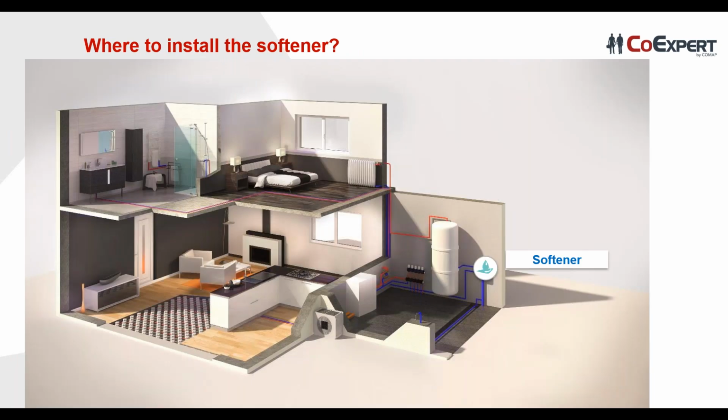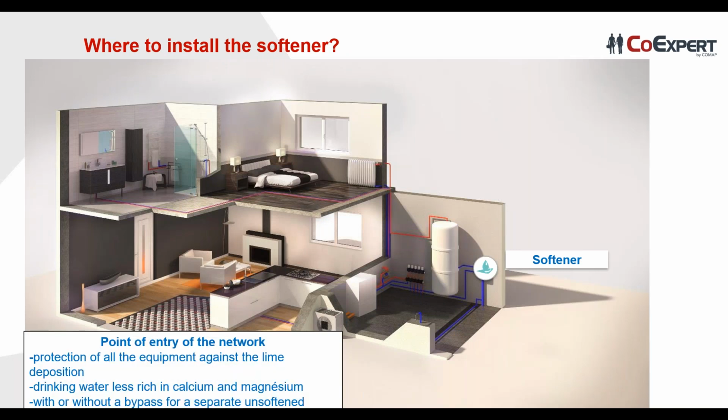Okay, so now where to install the softener? There are two possibilities for the house. First, the point of entry of the network. In that case, all the pieces of equipment are protected against the limescale deposition. In that case, the drinking water is a soft water, so it's a little bit less rich in calcium and magnesium, but it's a little bit richer in sodium. We are going to see that. But it's also possible to add in the network a bypass in order to have a separate unsoftened water supply. It's recommended by the regulation in order to drink a raw water without a softener.